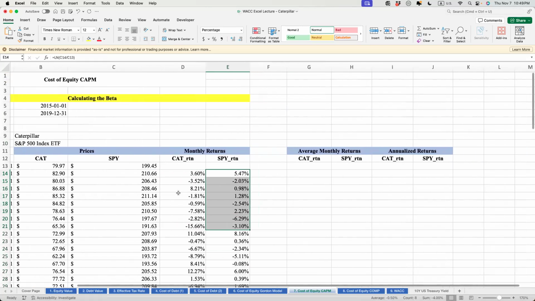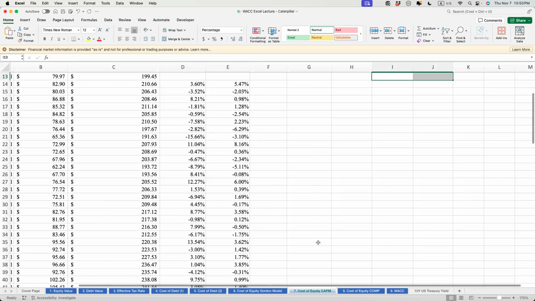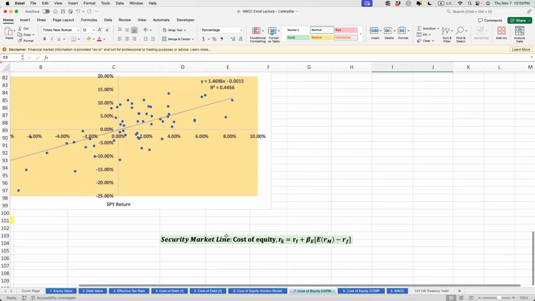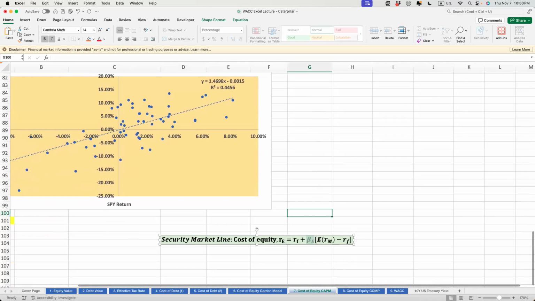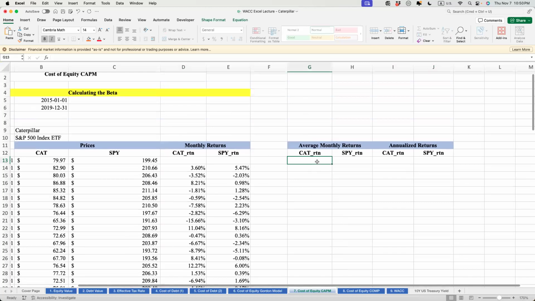Now we're not done, because once we get the monthly return, we do need to find a way to annualize these returns. It's because if you go to your capital asset pricing model method here, this expected market return should be an annualized return. And when we estimate the beta, we can use the monthly return, okay? But for this one, we do need the annualized return. So how do we calculate an annualized return?